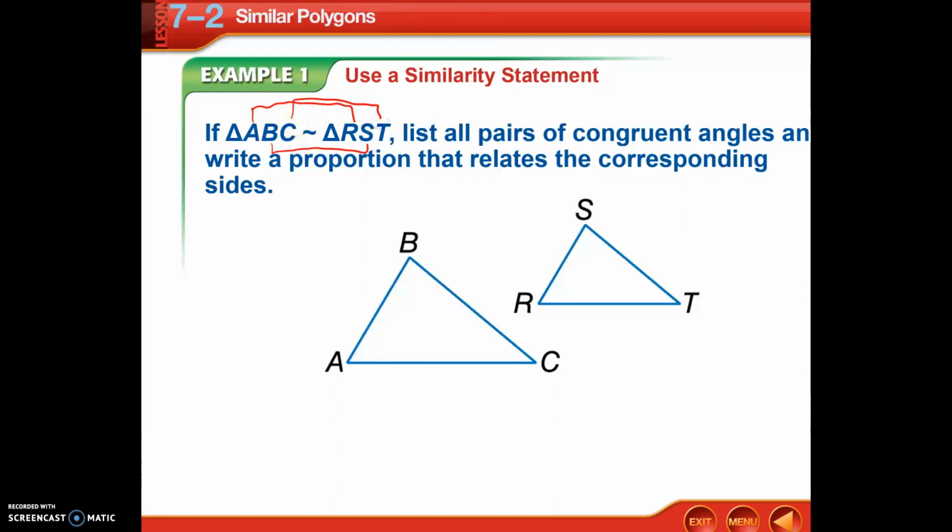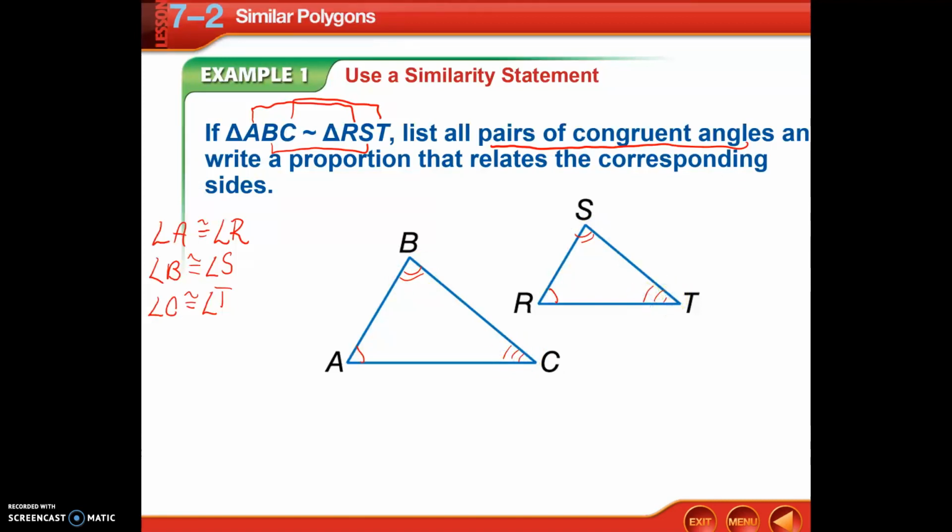So we're supposed to list all the pairs of congruent angles. Remember, angles are the same. So we can go angle A is congruent to angle R. Angle B is congruent to angle S. And angle C is congruent to angle T. And we can just see that from there. So we have A congruent to R, B to S, and C to T.